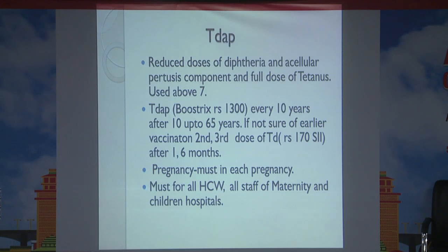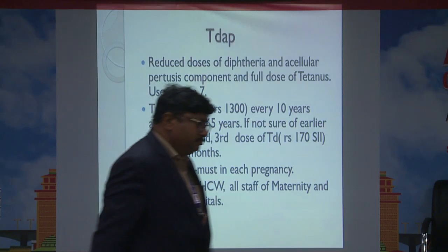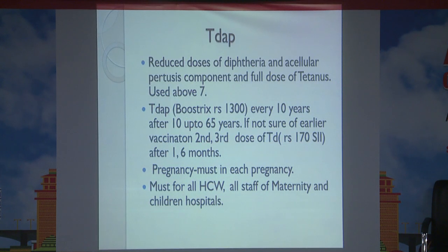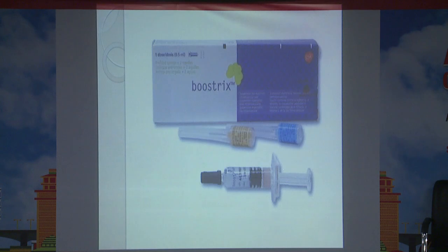Tdap is given every 10 years up to the age of 65 years. If one is not sure of early vaccination, then second dose of TD can be given. Second and third dose of TD can be given. And each pregnancy, 1 dose of Tdap must be given. All the staff of the maternity homes and children hospital, they must get this vaccine, including Safai Karamchari, including the clerical staff.